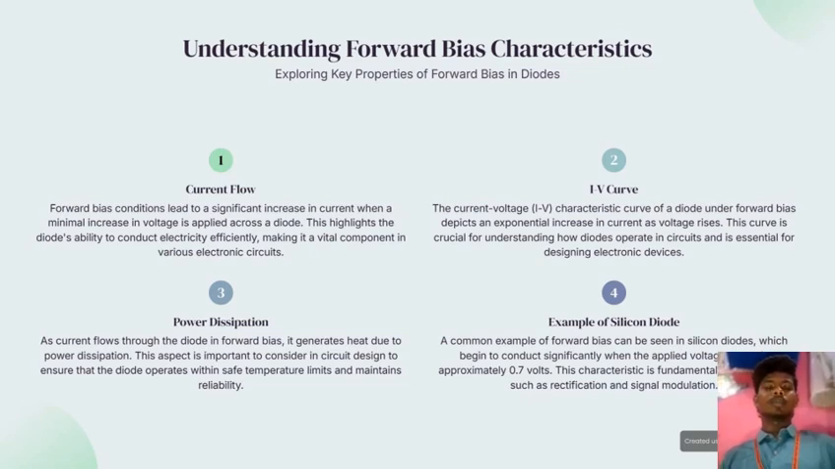Number 3. Power dissipation. As current flows through the diode in forward bias, it generates heat due to power dissipation. This aspect is important to consider in circuit design to ensure that the diode operates within safe temperature limits and maintains reliability. Number 4. Example of silicon diode. A common example of forward bias can be seen in silicon diodes, which begin to conduct significantly when the applied voltage is approximately 0.7 volts. This characteristic is fundamental to applications such as rectification and signal modification.